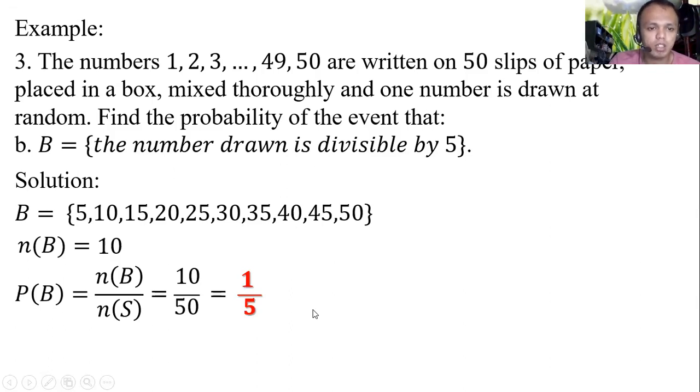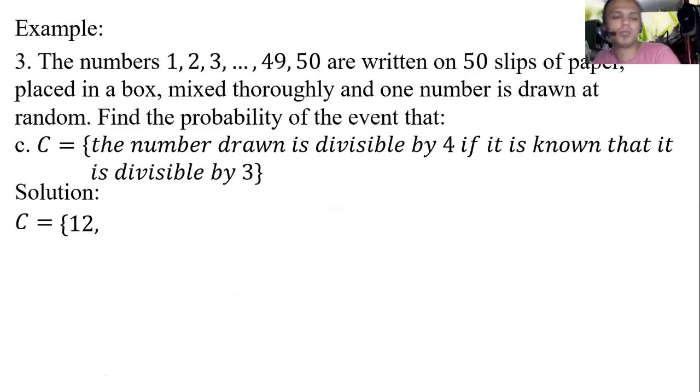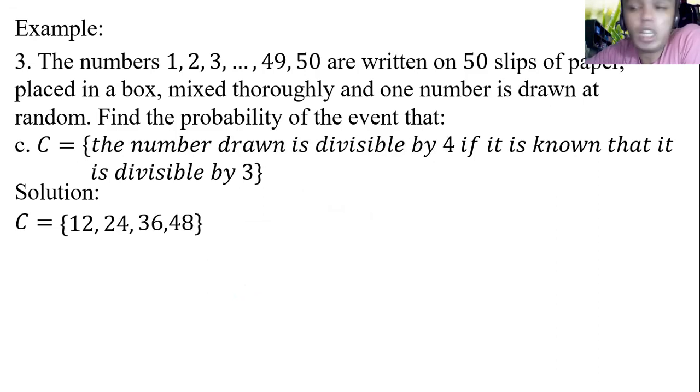Okay? Next, for letter C naman, the number drawn is divisible by 4 if it is known that it is divisible by 3. So here, nasa conditional probability tayo. Unahin natin hanapin yung probability na kung saan from 1 to 50, divisible by 4 siya at the same time divisible by 3. We have 12, divisible 4 and 3 yan, 24, 36, and 48.